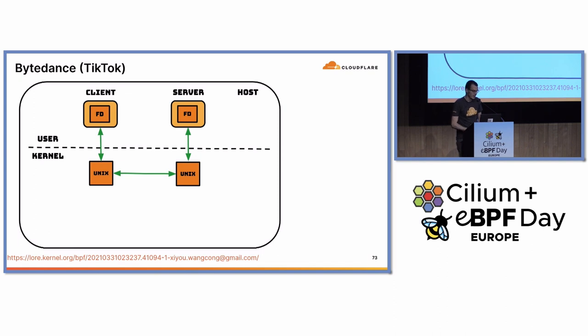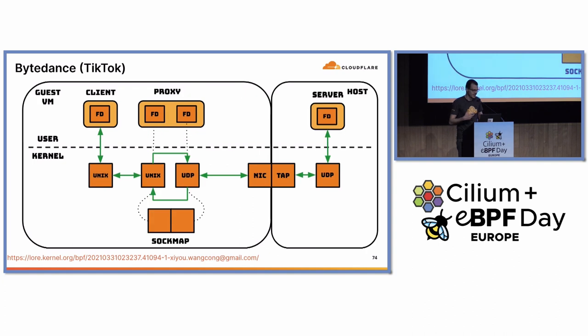Another real-life use case that we know about comes from ByteDance, the company behind TikTok. What they had is a client-server architecture where the client and the server were communicating over Unix sockets, and they needed to migrate it to a setup where the server keeps running on the host while the clients have been moved into VMs. And well, it didn't make sense for them to rewrite all the clients to switch away from Unix sockets, because that was too much effort. So instead, they decided to build a bridge, a proxy, that would bridge the Unix socket clients with a server that is now on host, so has to use some kind of different network protocol to communicate with.